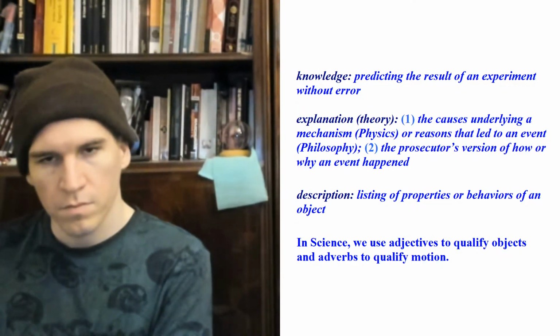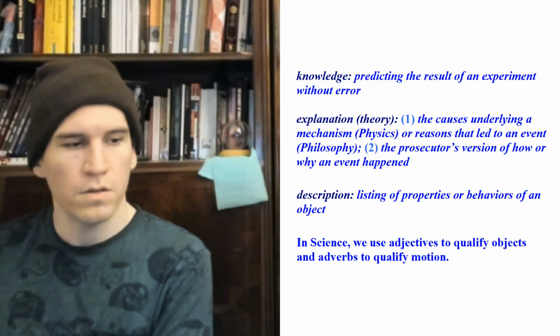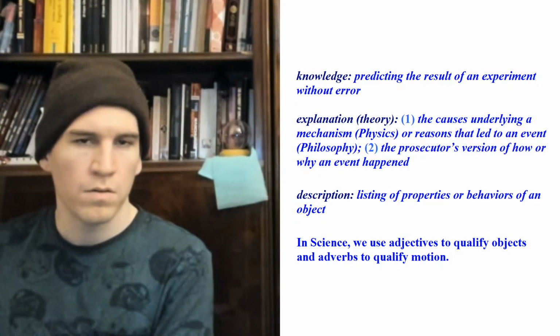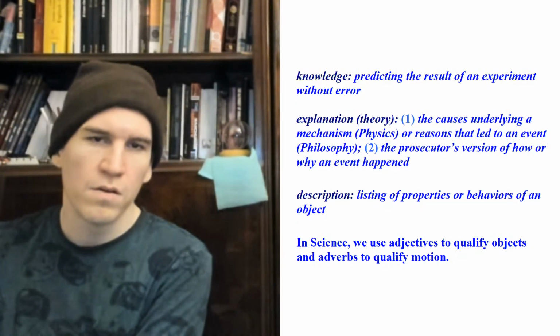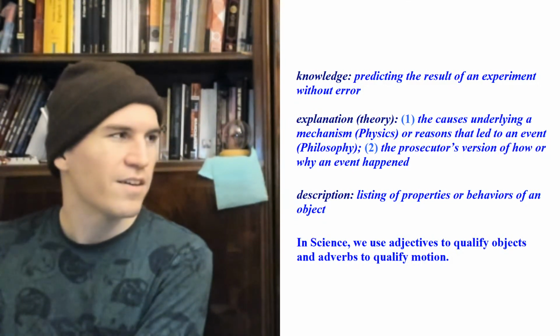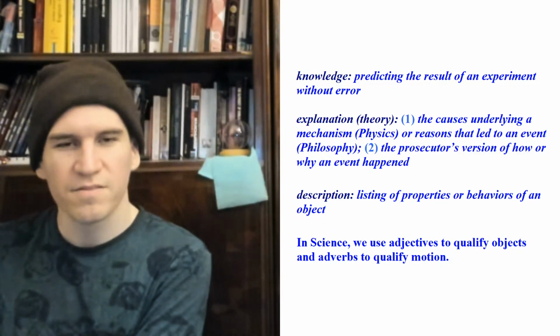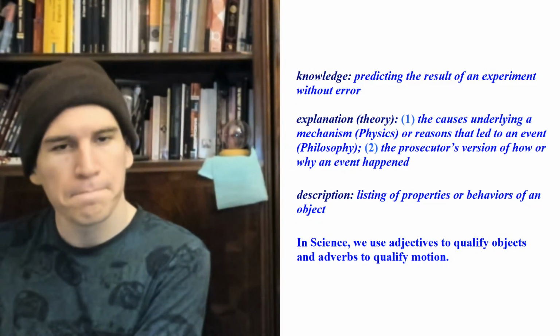And that word there has nothing to do with science at all. Science deals exclusively with the past, with consummated events. There's the definition. It deals with theories, explanations, the causes underlying a mechanism, physics, or reasons that led to an event, philosophy, or the prosecutor's version of how or why an event happened. Happened, past tense, okay? Description, what we don't do in science, is a listing of properties or behaviors of an object. Well, you do that too. Yeah, but that's not the core of science. And people mistake the core of science and they say, well, we have to describe it. I'll get to that in a minute here, in fact. So I'm getting ahead of myself here.